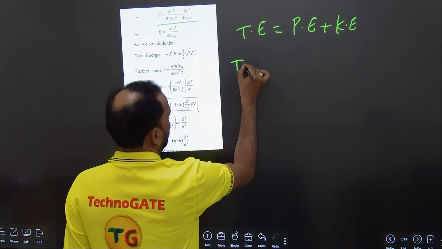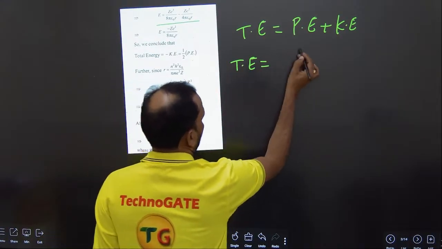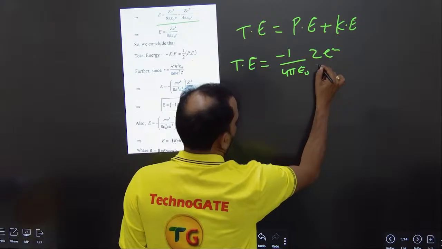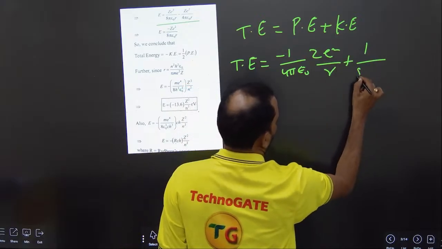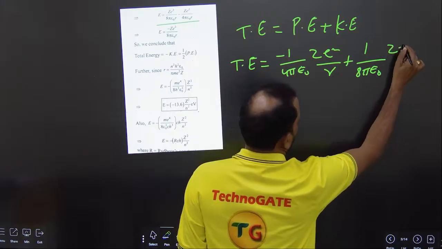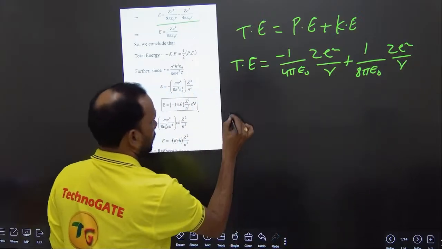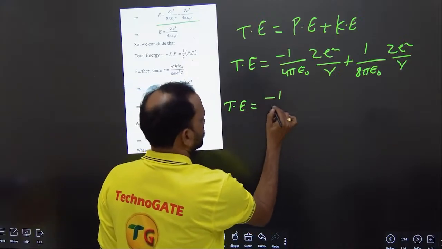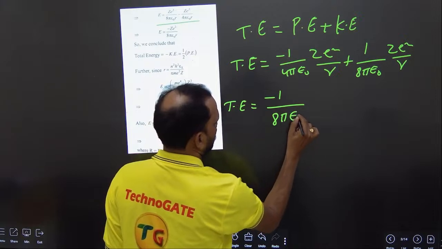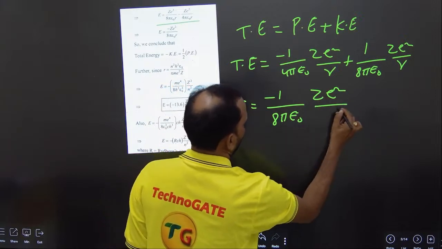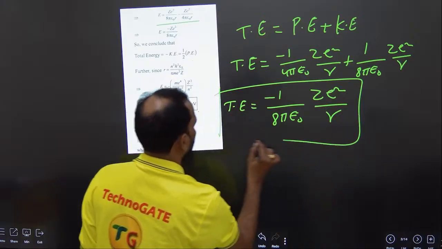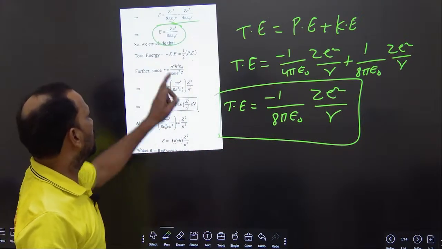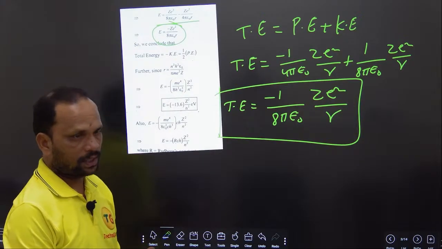Then this total energy is equal to, as we already know, minus 1 by 4 pi epsilon naught into Z e square by R plus 1 by 8 pi epsilon naught into Z e square by R. If you sum, we get total energy equal to minus 1 by 8 pi epsilon naught into Z e square by R. So the total energy E is equal to minus Z e square by 8 pi epsilon naught R.